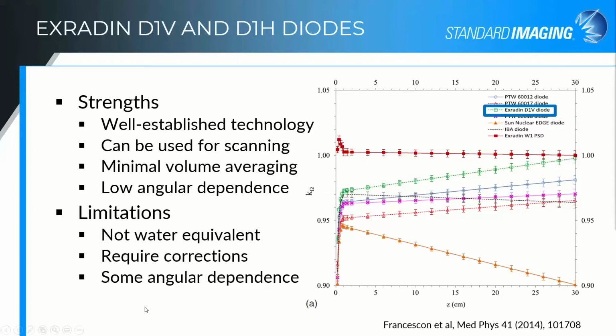And as I mentioned, there is some angular dependence with our diode if you were really to get around to the side or down close to the stem as you're irradiating these.